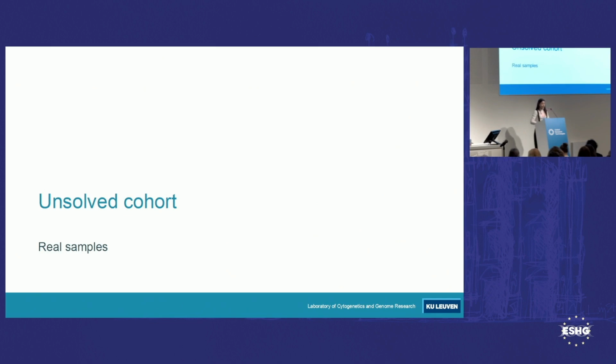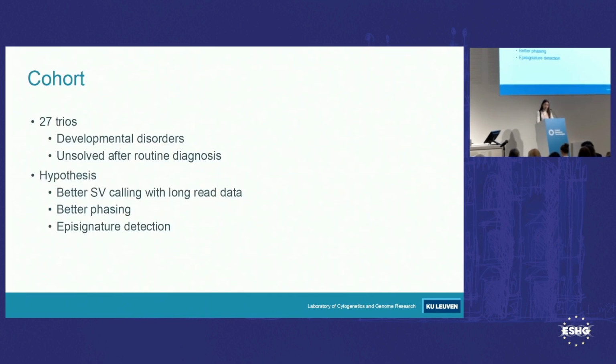So now I can go back to the last part of the presentation. We also have a small project on an unsolved cohort, again with real samples. Compared to what you have heard here, I think our cohort is pretty small, but still it's a very nice exercise and very nice cohort. So we have 27 trios suffering from developmental disorders. They have been studied using the routine diagnosis, but so far nothing could be found.